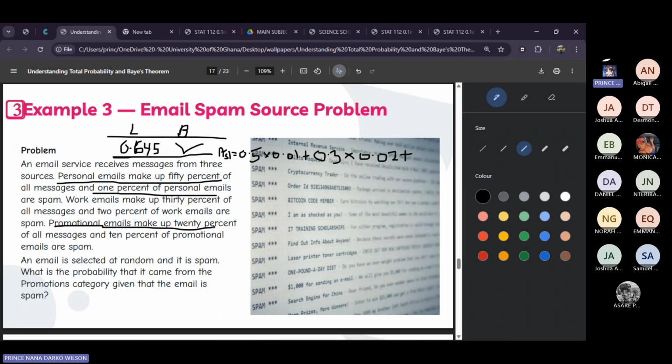And then finally, I add that to the probability of picking a promotional email, which is 20%, so 0.2. We multiply that by that being spam, which is 10%, so that's 0.1. Yeah, there's too little space, but you can see that 0.1. So we multiply all these parameters: 0.5 times 0.01 gives us 0.005.